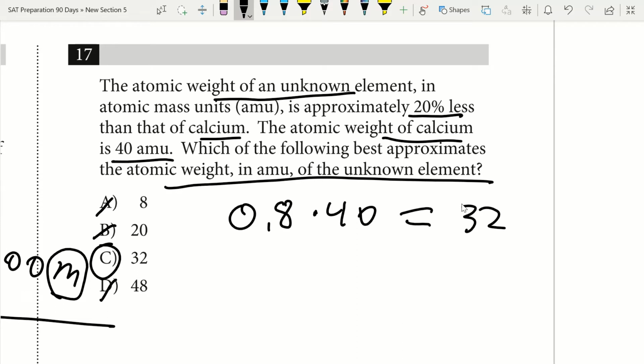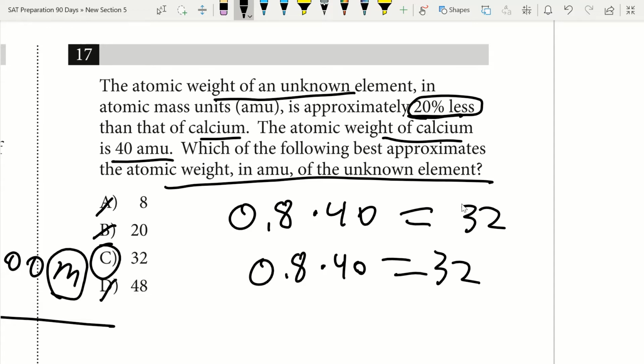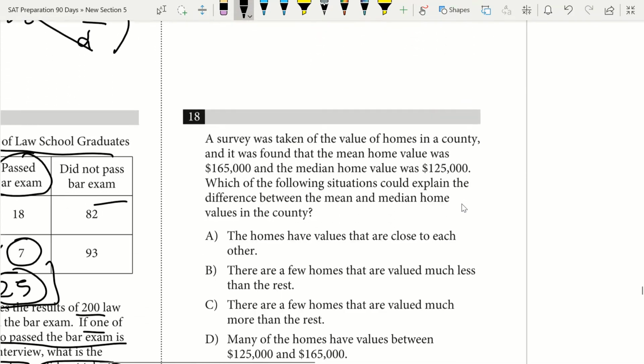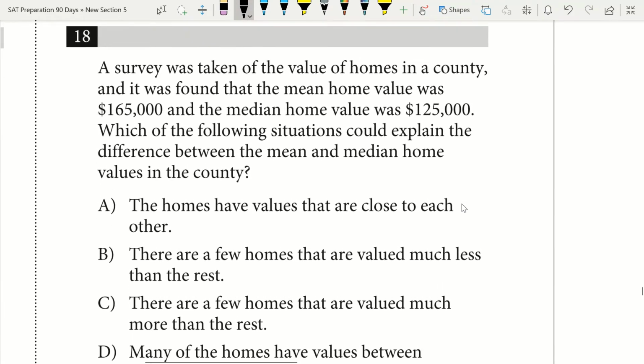As far as tips for 17, 17 is really just understanding algebra and percentages. So really just understanding that if we have 20% less of something, we multiply by 0.8 times what we had. So in this case, it was 40 for the atomic mass of calcium. And then that 20% decline then gives us that 32. So that's just understanding percents is 17. So there's not a whole lot we can put in our notes to save time on that one, other than understanding how to do the math.